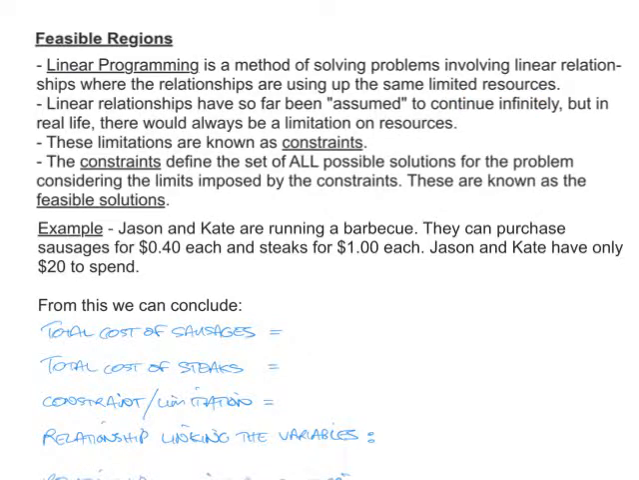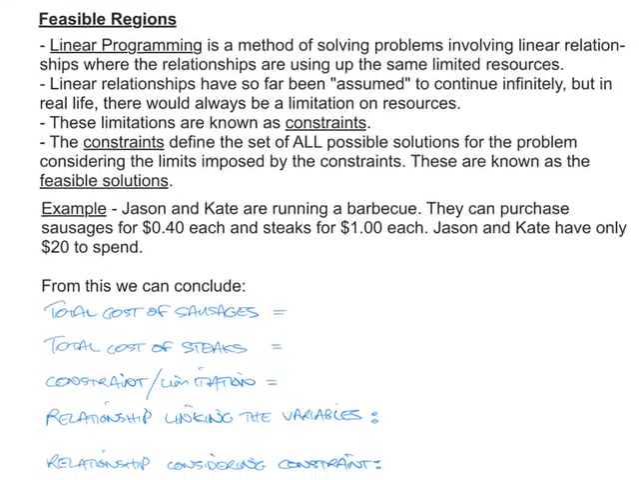So previously, all we've considered a linear relationship to be is something involving two variables, generally x and y. But now we're considering when those linear relationships are limited by x and y having some form of limitation to them. Either they have to add up to a certain amount, or there's only a certain amount of them available. So linear relationships have so far been assumed to continue infinitely because we haven't worried about any limitations. But obviously in real life there's always going to be limitations on resources. The limitations are also known as constraints, and we'll call them constraints for the purposes of this topic.